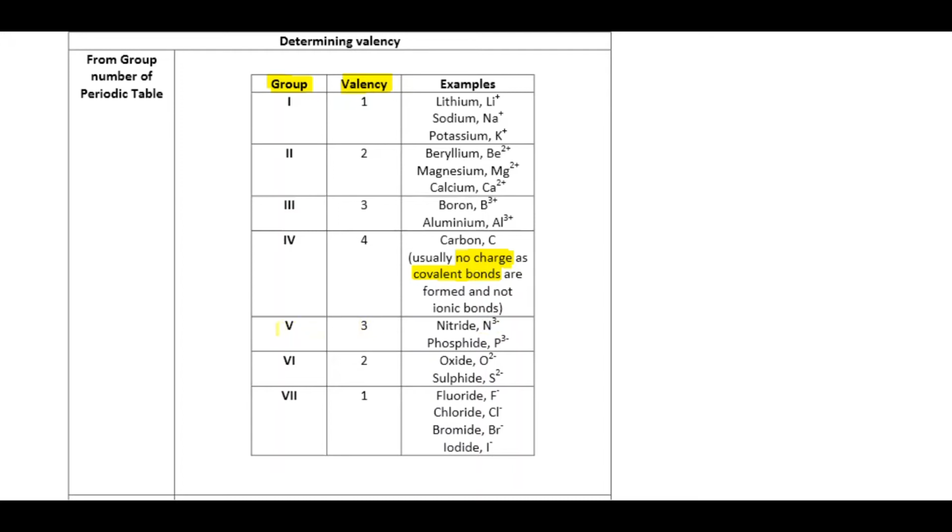So group 5 elements have a valency of 3, because these elements will gain 3 electrons to form a stable octet structure, and by gaining 3 electrons, they will gain a negative 3 charge. Alright.